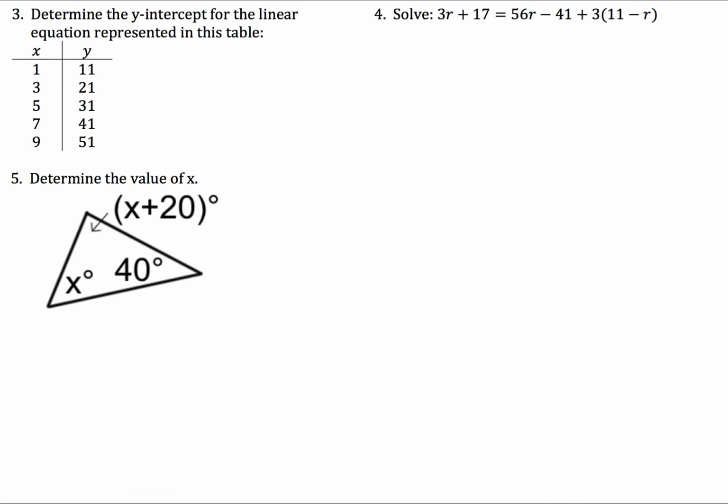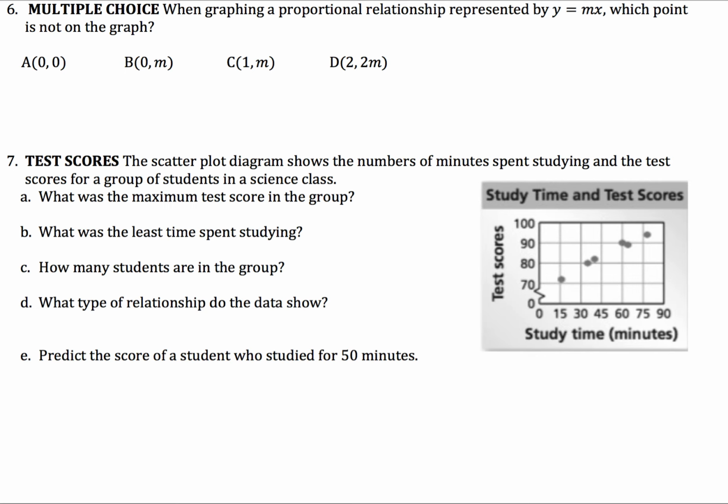Number 3, determine the y-intercept. Number 4, solve for r, that's back at unit 1. Number 5, solve for x. Remember, the angles in a triangle add up to a specific number. Number 6, this is review back to understanding proportional relationships. It's going to go through which of these 4 points. M is the slope, so that's what these mean. And, well, that doesn't have an M in it.